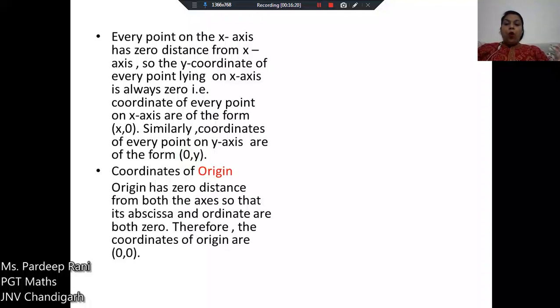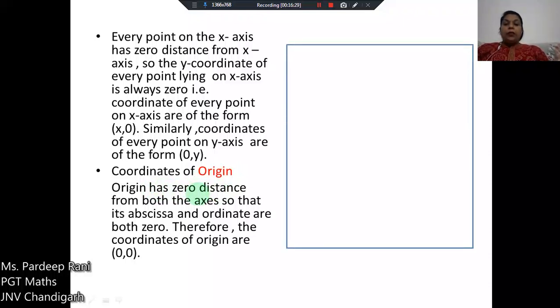Now, what are the coordinates of the origin? The origin has 0 distance from both the axes, so its abscissa and its ordinate are both 0. So the coordinates of the origin are defined as (0, 0), as you can see in the adjoining figure.